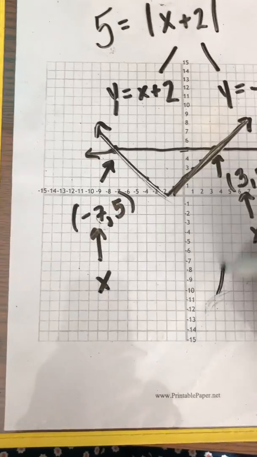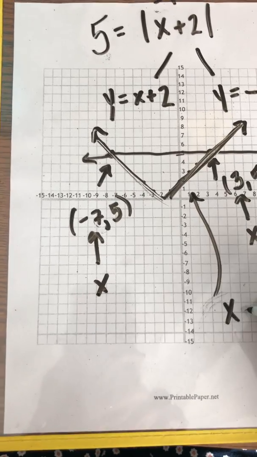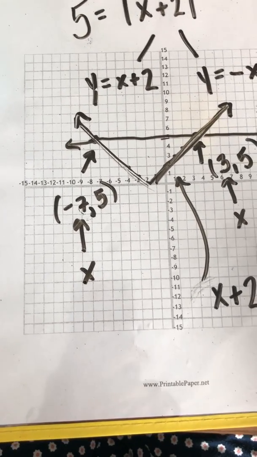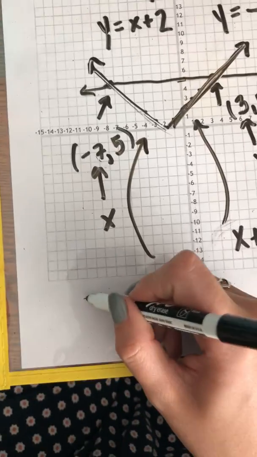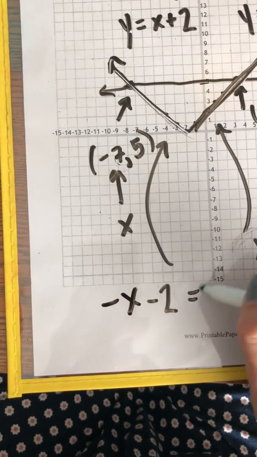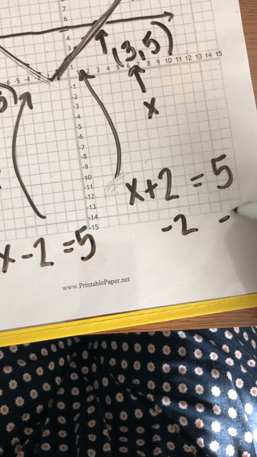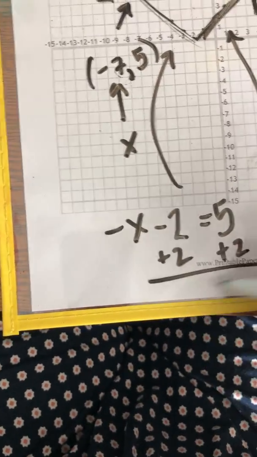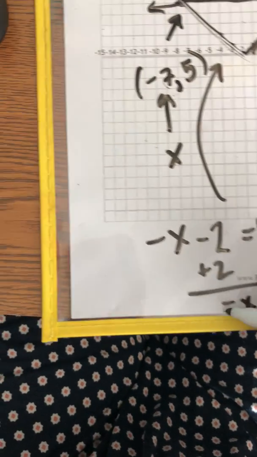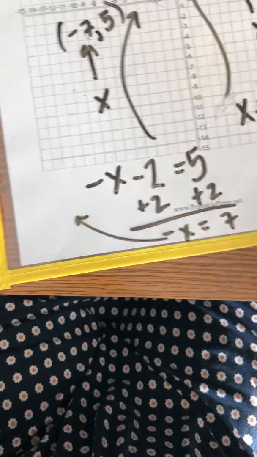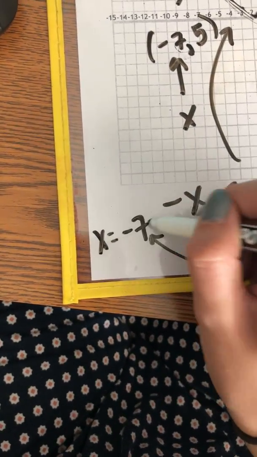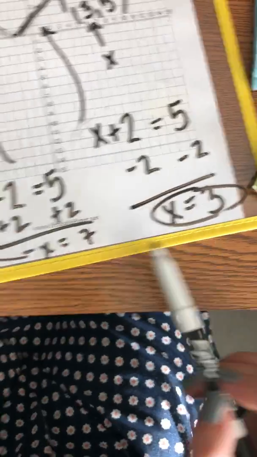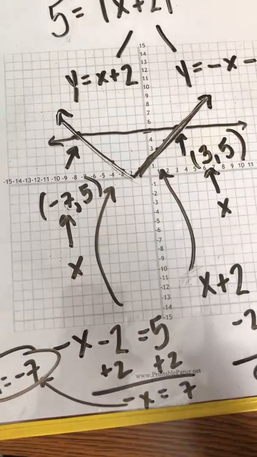So first I'll take the right side of the V. That was the line positive x plus 2 equals 5. And then the left side of the V was the line negative x minus 2, and it equals 5 as well. I could solve both of these equations, and I would get the same answers I got from the graph. In this case, x equals 3, and over here, adding 2 to both sides, negative x equals 7. Then I would need to divide both sides by negative 1, and when I do that, I get x equals negative 7. So again, I can get my two answers from algebra, or I can get my two answers from the graph.